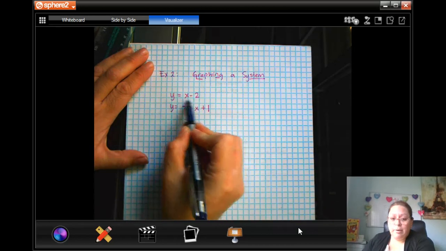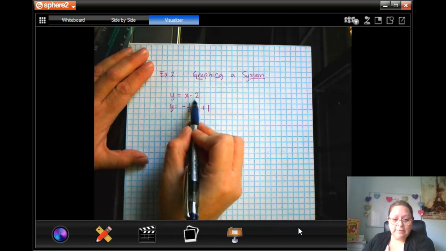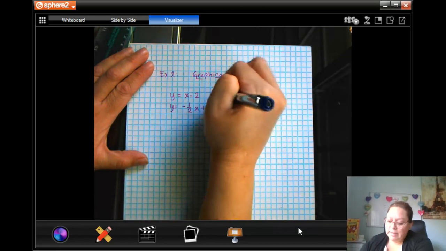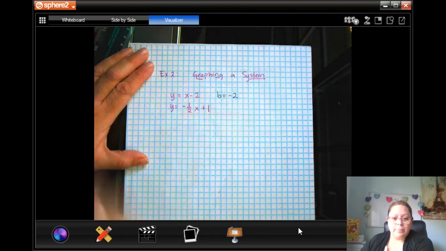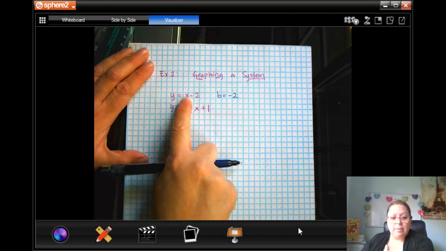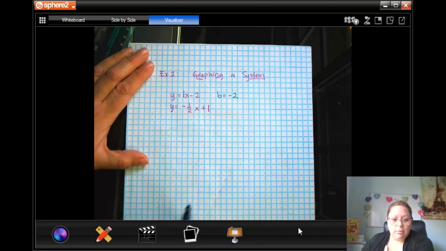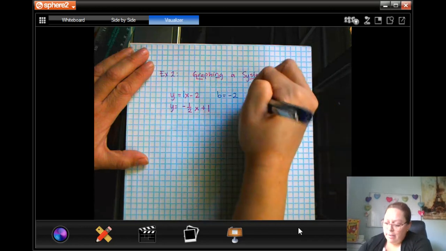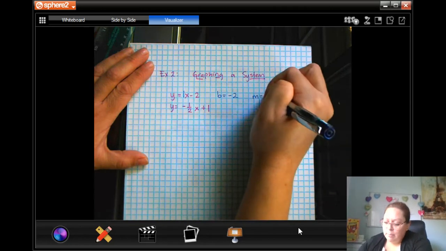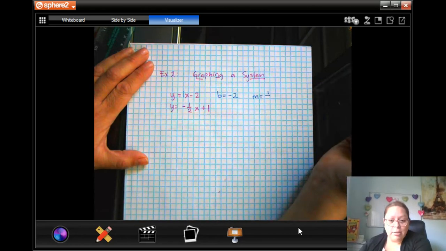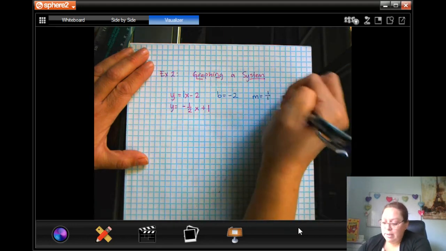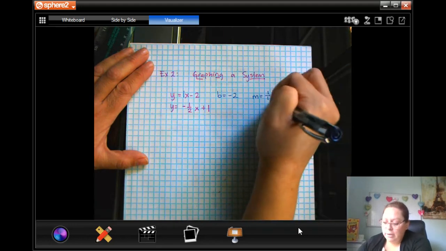So if I look here, my b is this negative 2. So I'm going to go ahead and say b equals negative 2. And the m is this number right in front of the x. Now, if there's no number there, remember that's an imaginary number 1. So your m is 1, but remember we want to make it a fraction. Put a 1 underneath. There you have your rise and your run.